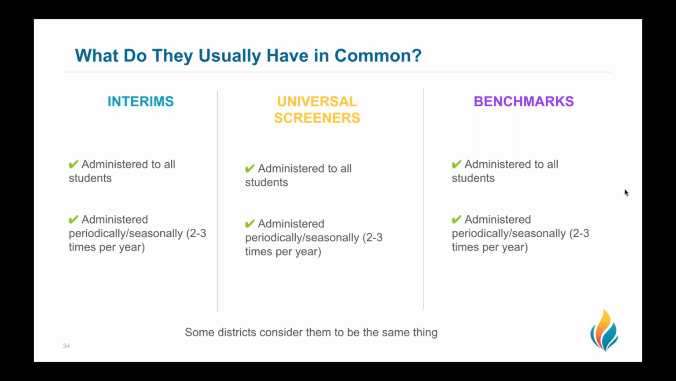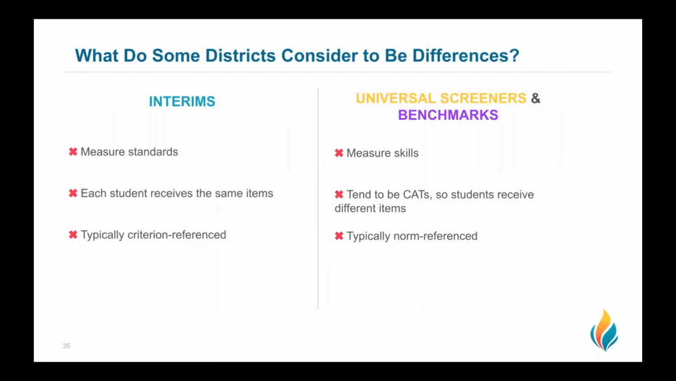Some people are calling all of these the same thing, but we're going to start to distinguish them a little bit more for today. So interims are there to measure standards. Each student is typically receiving the same items on an interim, which allows you to do some criterion referencing. At its best, interims have criterion referenced reporting, where you're really identifying the gaps in terms of standards for students. So this is about their standards proficiency; measuring them against a standard is the criterion referenced portion.